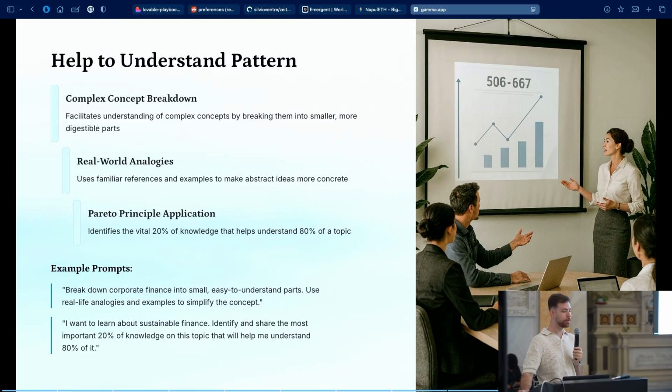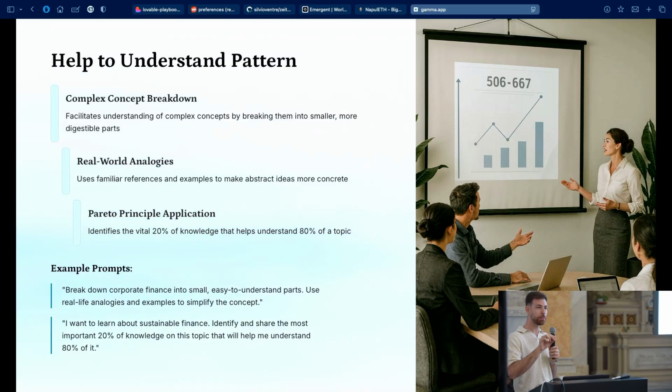like the Pareto principle application. I don't know if you already know the Pareto principle, which identifies the most important 20% of the knowledge of a specific topic that makes you understand 80% of it. That's really interesting as a principle, just because you can combine this pattern and the previous one.